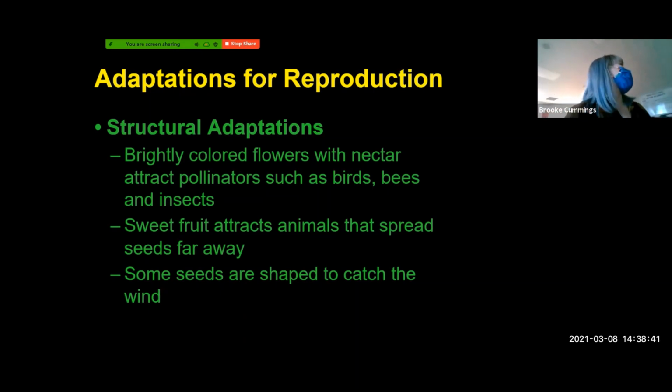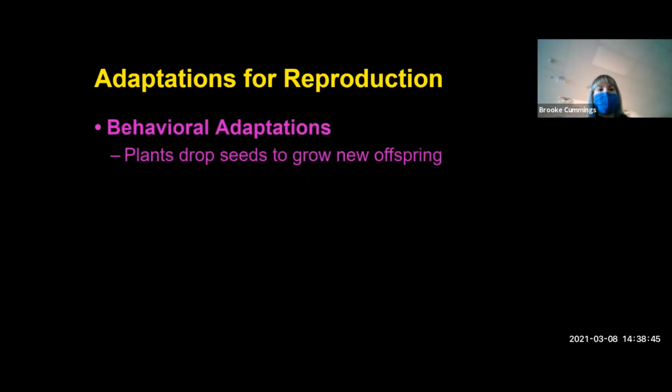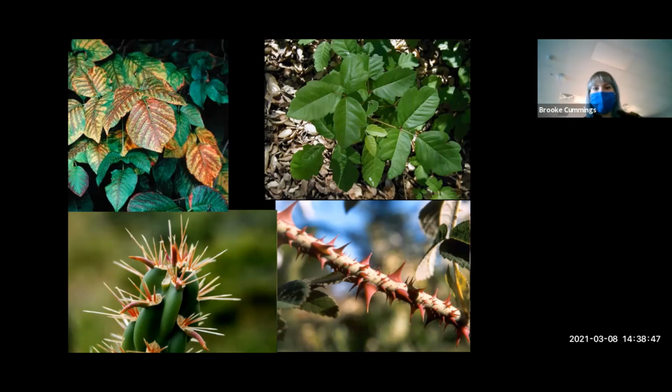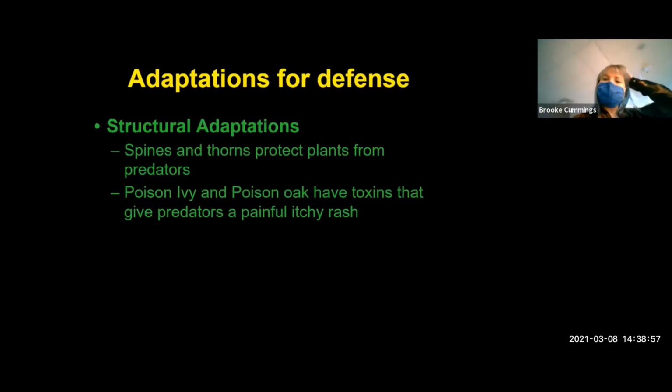Okay, so I already mentioned all this. Then we have more lethal force, uncomfortable types of adaptations. For defense, we can have things like spines or thorns, and they're going to protect the plant from predators.